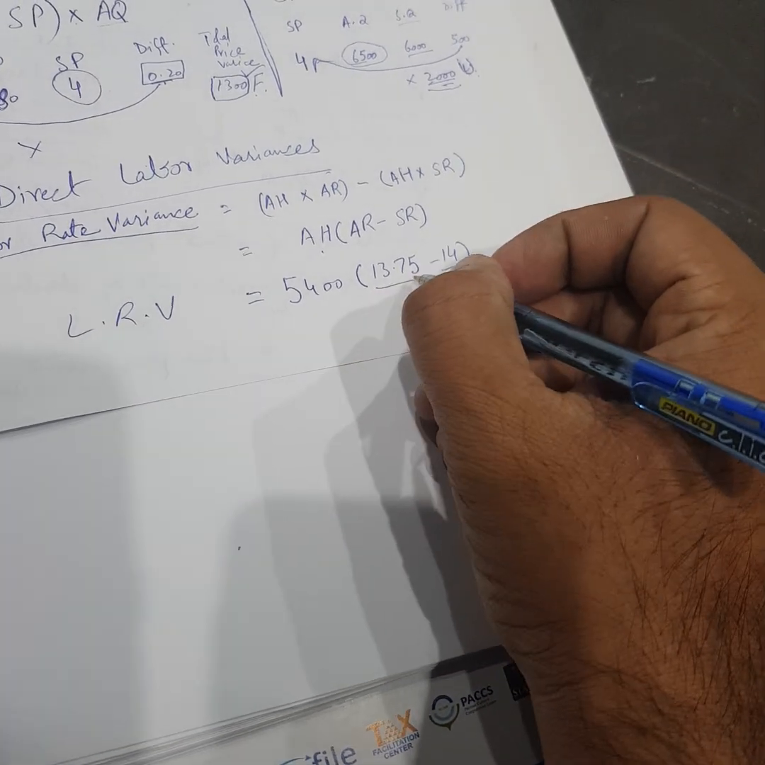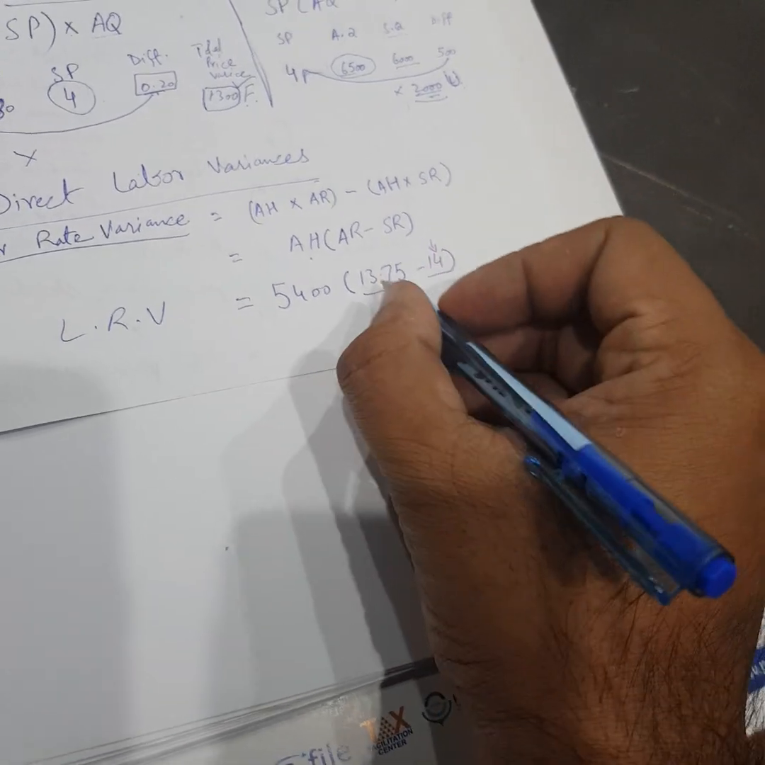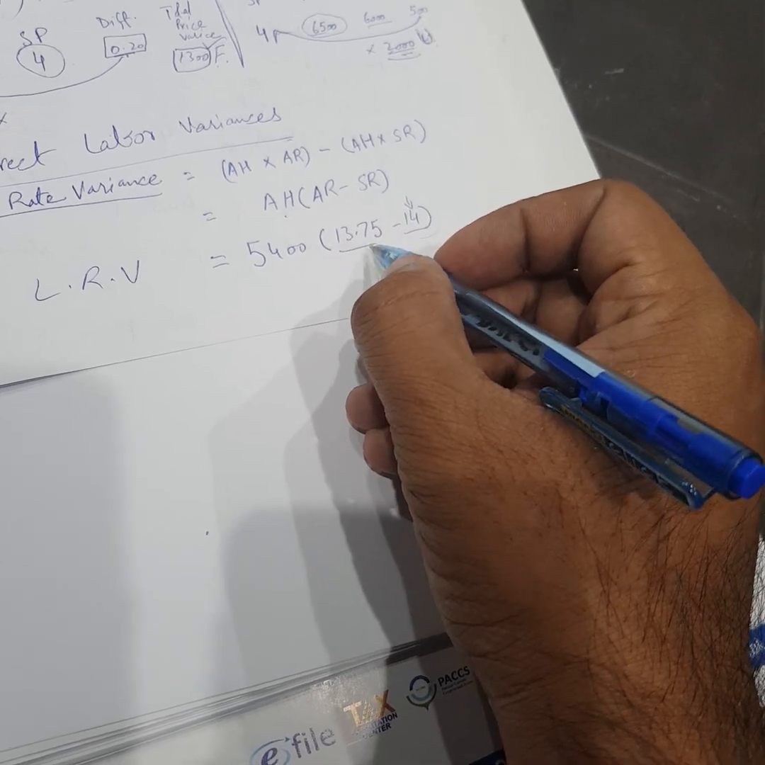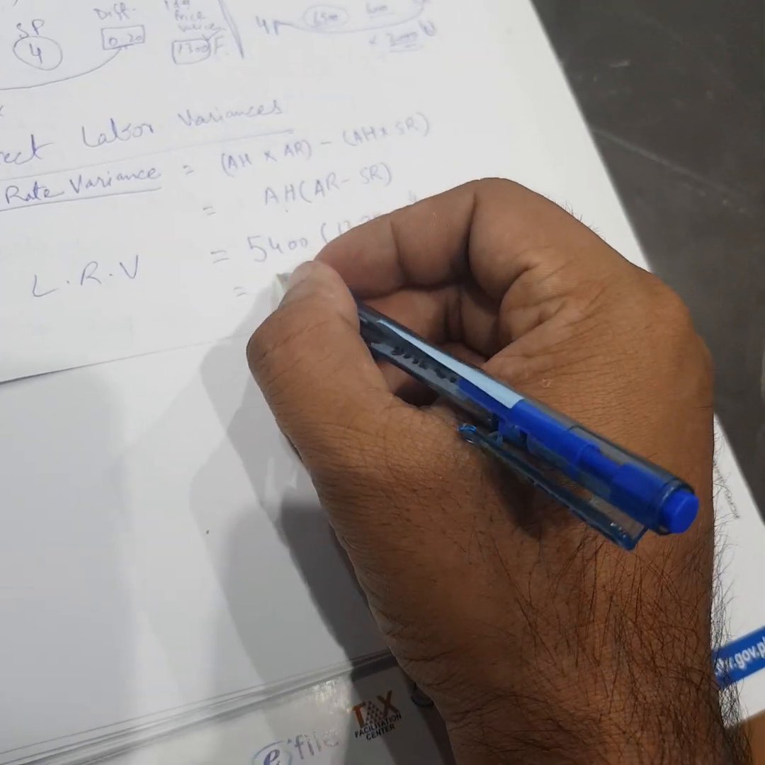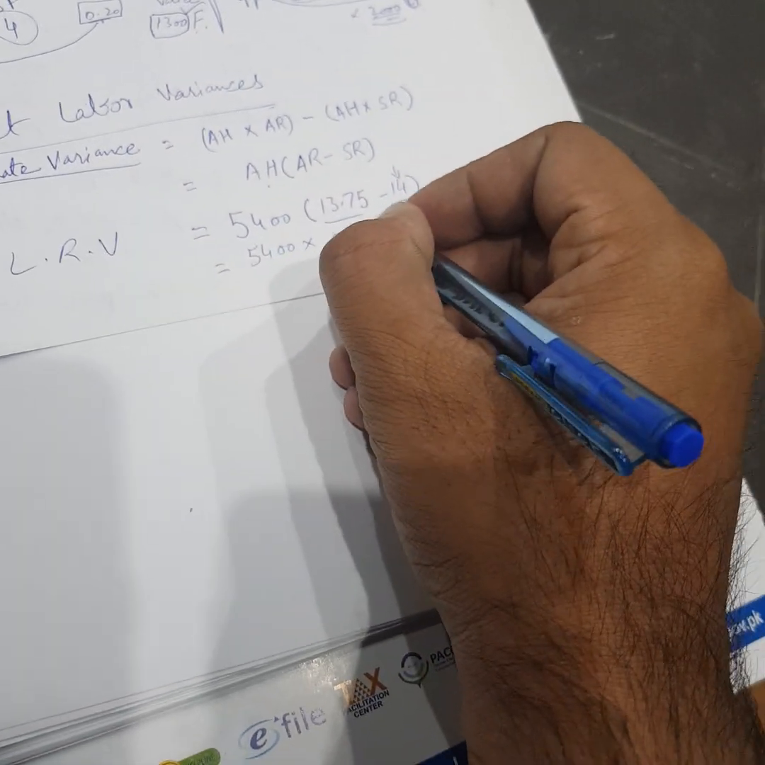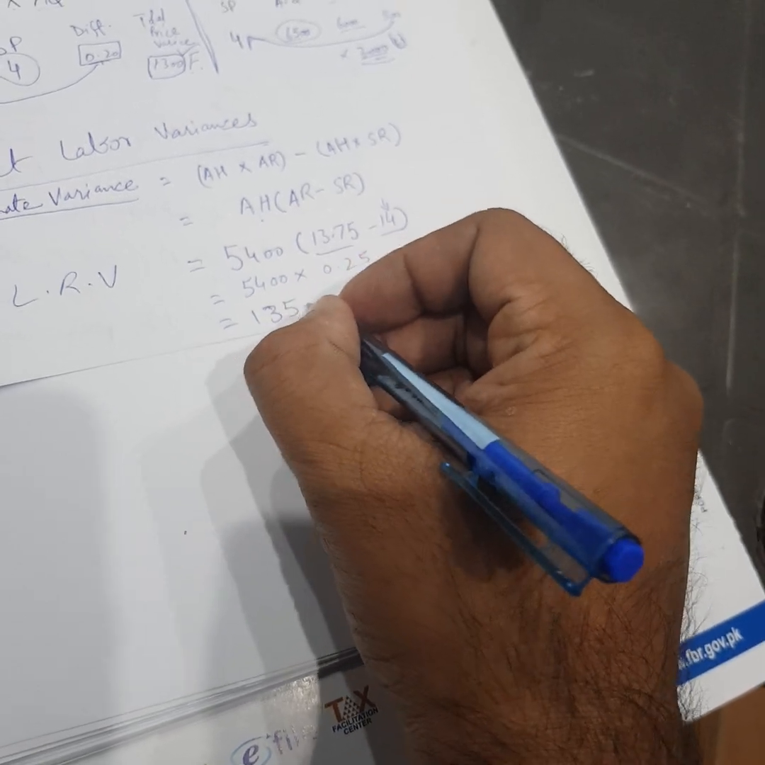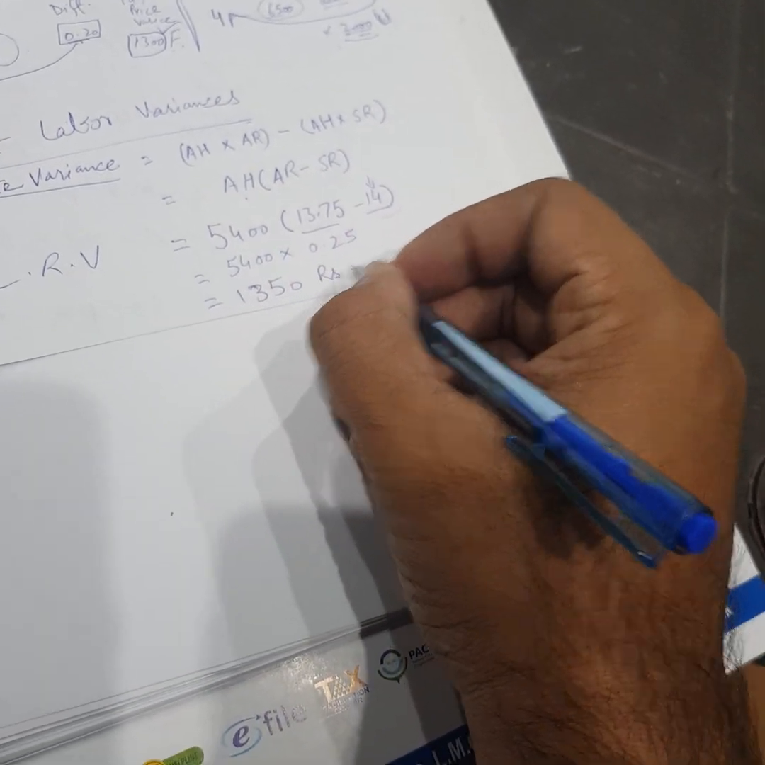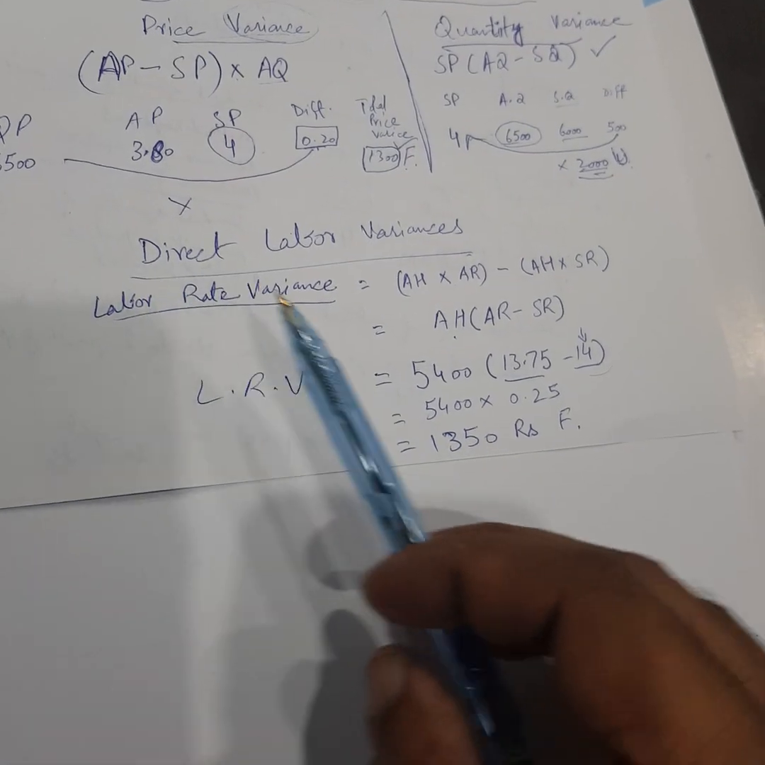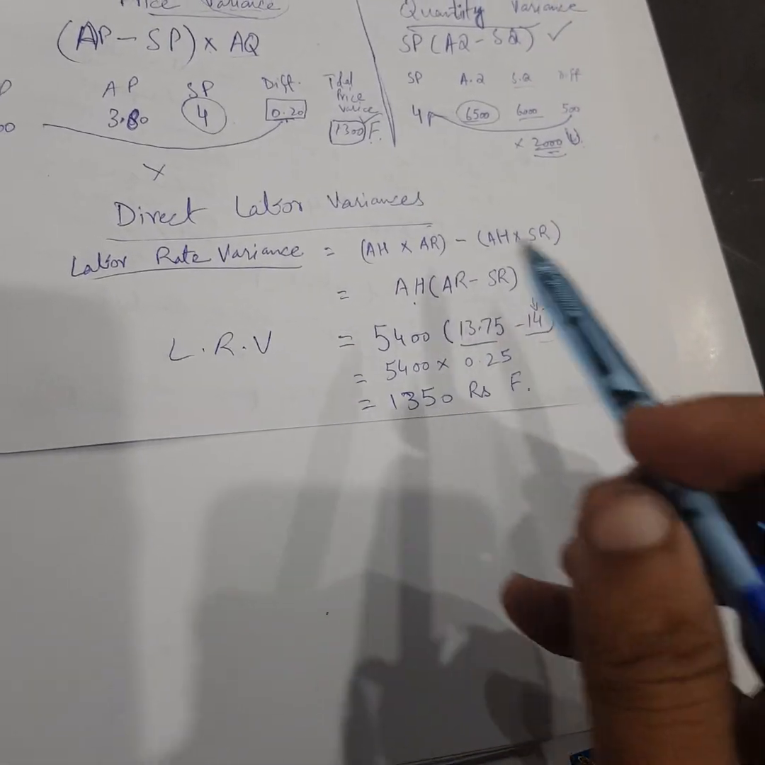By viewing this, we are clear that 0.25 more cost is in the standard rate, but the actual cost incurred is 13.75, so we got the benefit of 0.25. It means 5400 multiplied by 0.25 benefit, we will get 1350 rupees favorable benefit from labor rate variance. This is the first part.